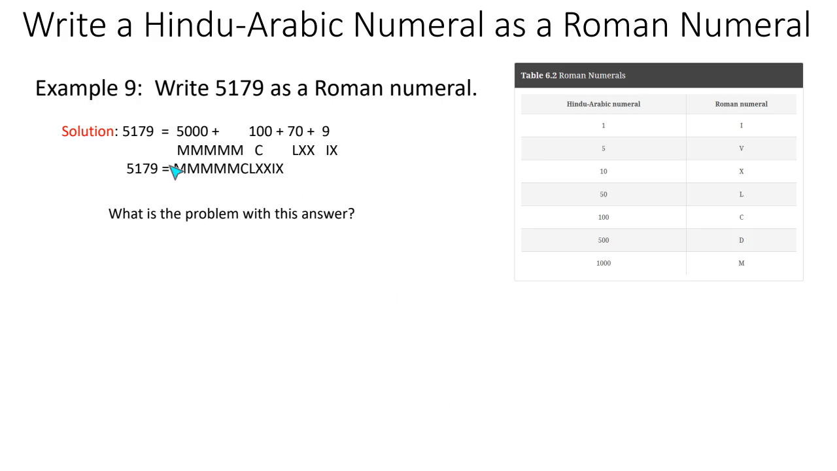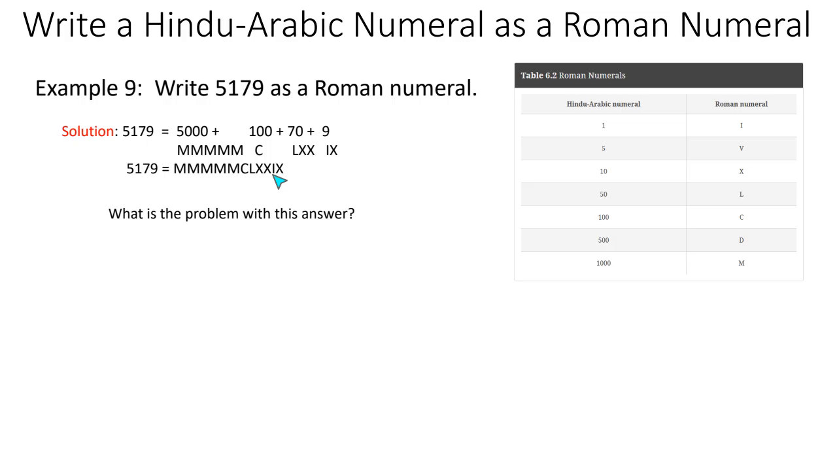So if we follow what we've been doing, we have 5,000 plus 100 plus 70 plus 9. So 5,000, our largest value here is M, which is 1,000. So maybe I can write 5 M's here, and then 100 is C. 70 we know was 50 plus 10 plus 10, and 9 is IX. So is this our answer? And I'm asking the question, what is the problem with this answer?